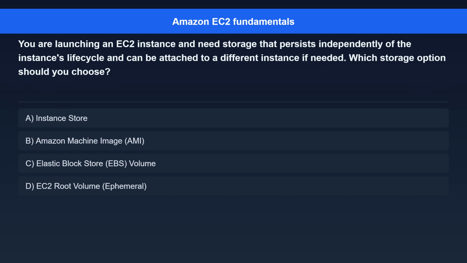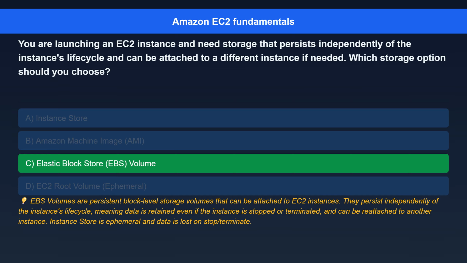Question 2. You are launching an EC2 instance and need storage that persists independently of the instance's lifecycle and can be attached to a different instance if needed. Which storage option should you choose? Option A. Instance Store. Option B. Amazon Machine Image, AMI. Option C. Elastic Block Store, EBS Volume. Option D. EC2 Root Volume, Ephemeral.